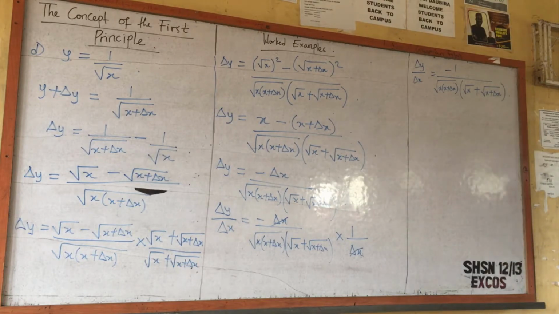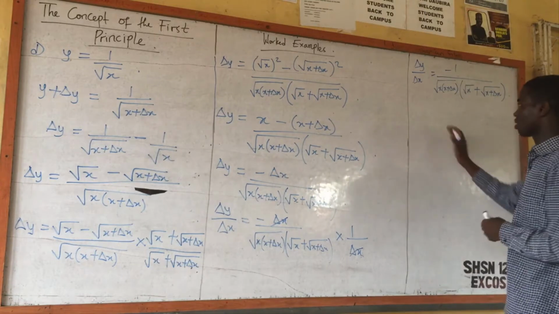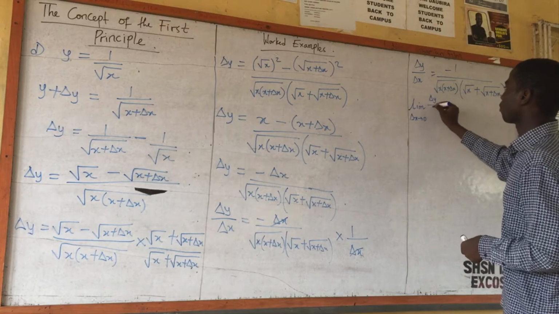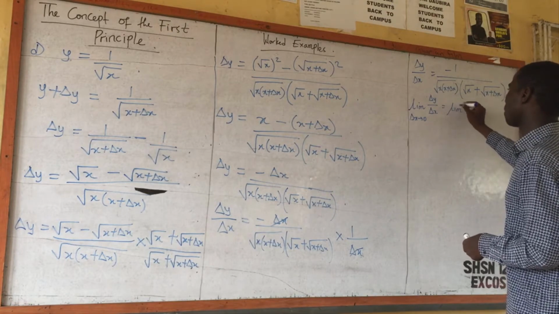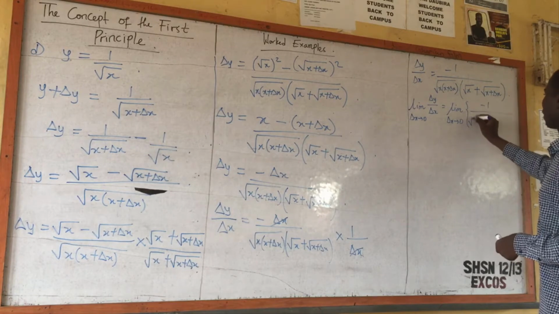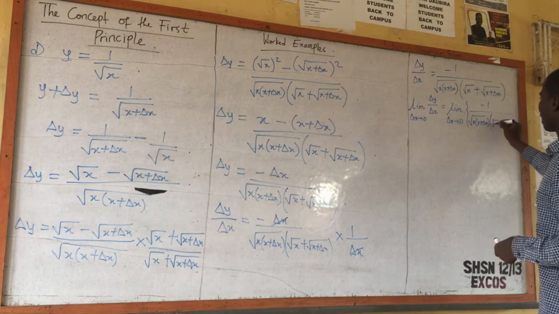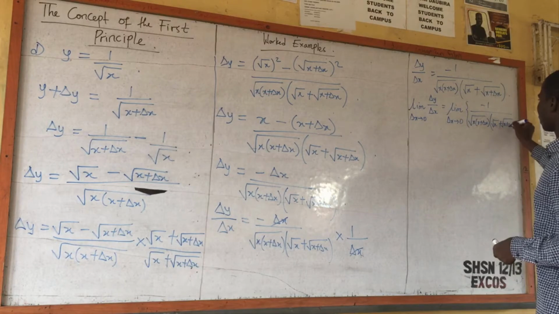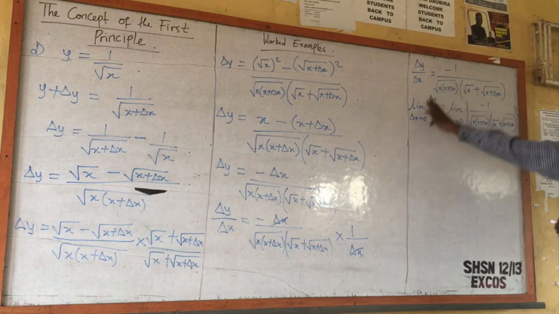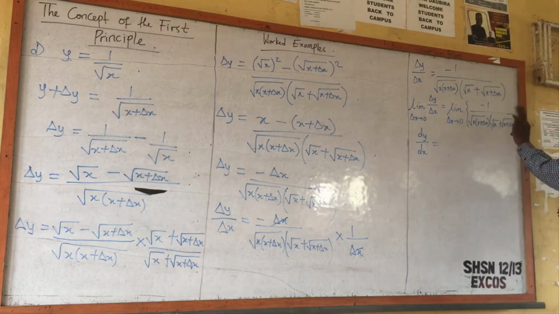So after that, the last thing to do is to take limit of both sides. Take limit as delta s tends to 0. So limit as delta s goes to 0 of delta y over delta s is equal to limit as delta s goes to 0 of minus 1 over square root of s, open bracket, s plus delta s, open bracket, square root of s plus square root of s plus delta s. That's what we are going to have. All these ones will become dy/ds. For this case, anywhere you see delta s, put 0.